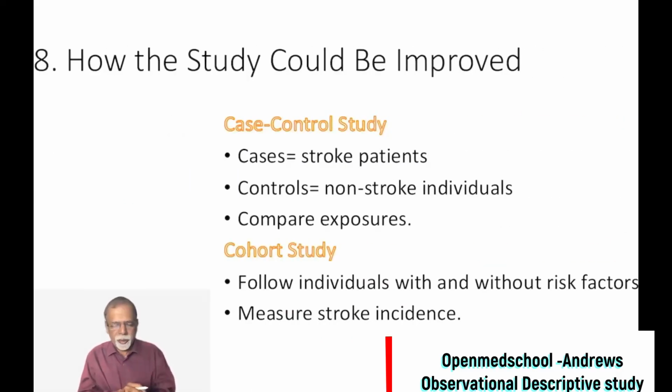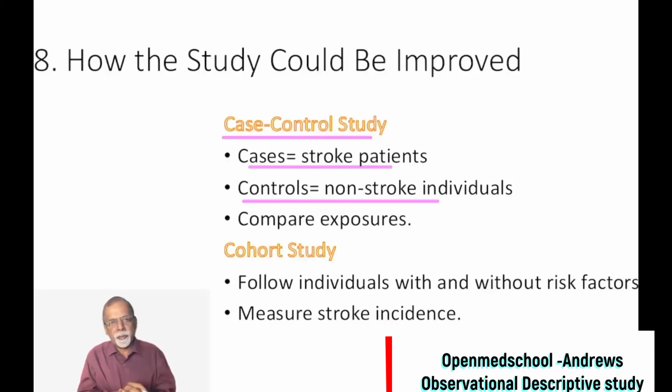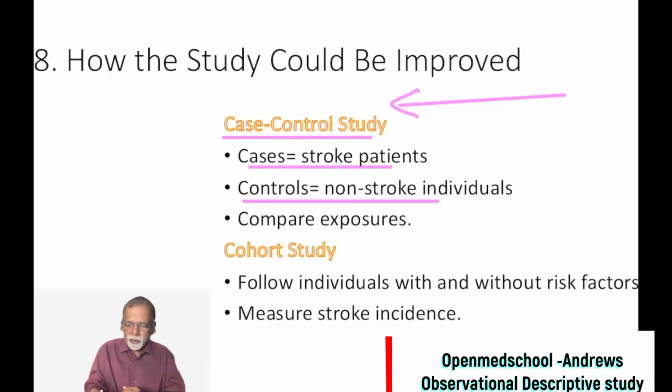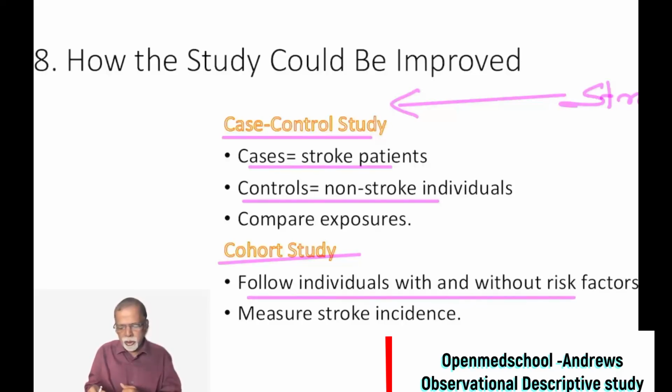So how can the study be improved? As mentioned, one, you can go for a case control study. Cases are the stroke patients, controls are the non-stroke individuals, and you compare the exposures. A case control study is a retrospective study: you take a stroke patient and go backwards to identify what the exposures were. Or you can arrange a cohort study, following individuals with and without risk factors, though it is time consuming.